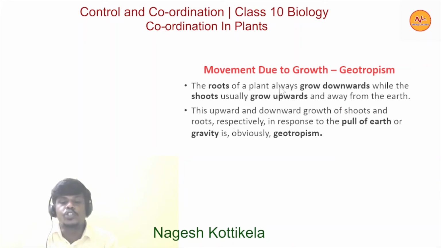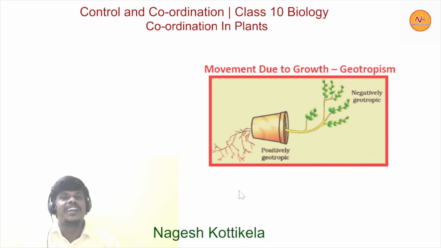Okay, so roots grow downwards because of the pull of the earth, or because of gravity, and this is what we call positive geotropism, whereas shoots usually grow upwards, and this is negative geotropism. Okay, this upward and downward growth of shoots and roots respectively in response to the pull of earth or gravity is obviously geotropism. You will understand better from this picture.